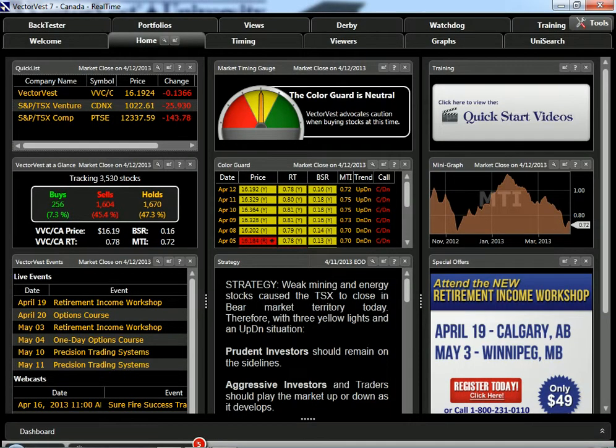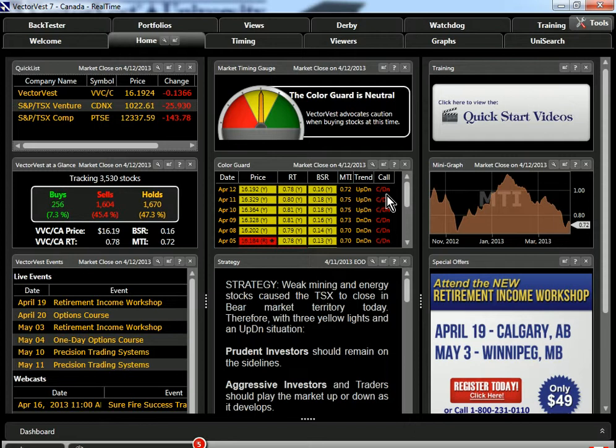Here we are at the home page for VectorVest 7 Canada. The first subject that one must consider when deciding on which search to use to find the appropriate stock selection for the current market condition is to analyze that market condition and decide whether the market is currently bullish or bearish. Well, it should be no mystery that we had a big down day today again in the Canadian market. If we look at our color guard, the color guard is neutral after today's trading, and we see a whole wall of yellow on the color guard. However, we have been in a confirmed down situation now since April the 2nd.